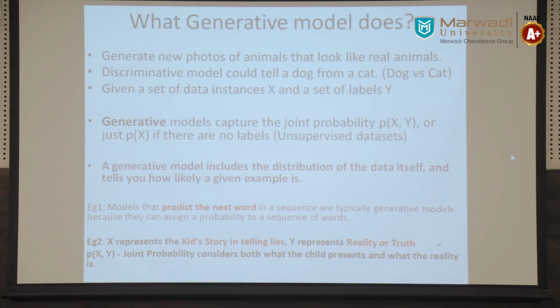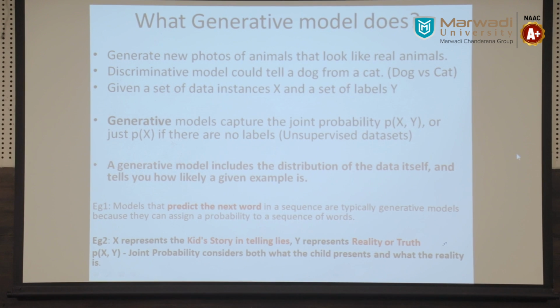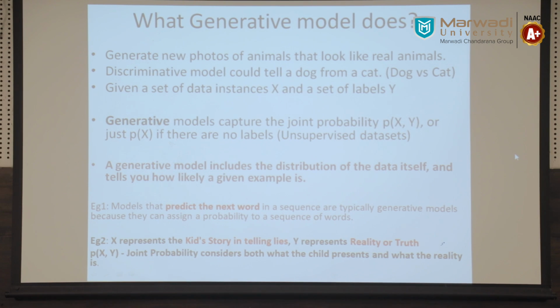So if I say P of X, Y, then with respect to the kid telling the lie, X is the lie that is being said by the kid. And Y is the reality part. It is not going to be true now. So this is the Y. And if I say P of X, Y, it is a joint probability that considers both what the child presents and what the reality is. So it is a probability of both whether the child has presented the truth or has presented something false. This is the joint probability.